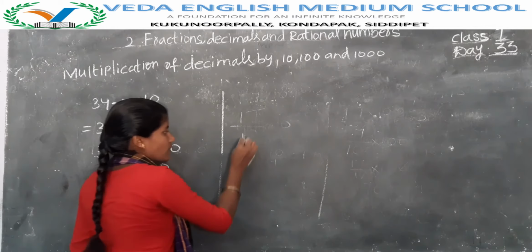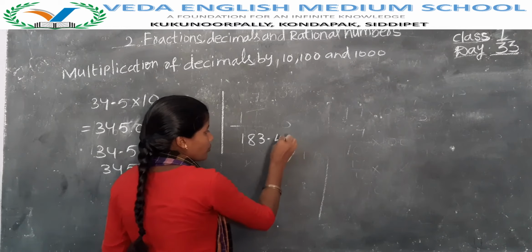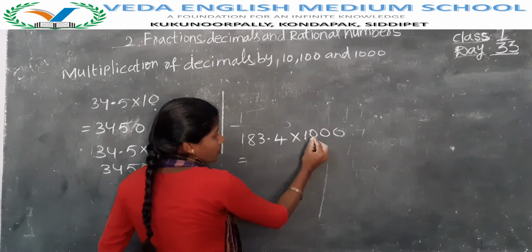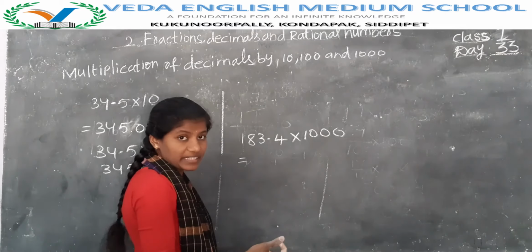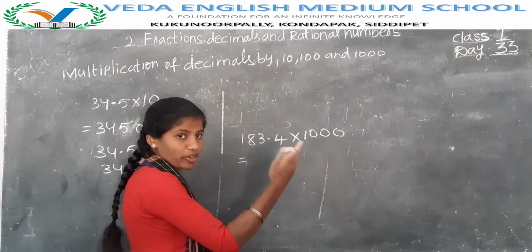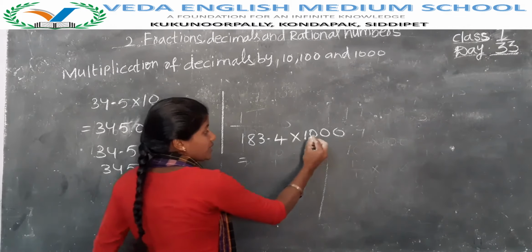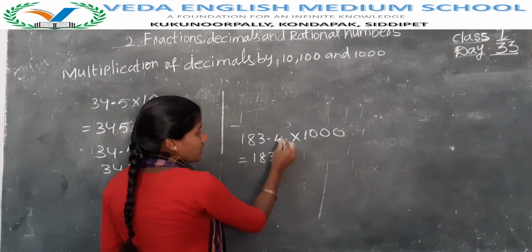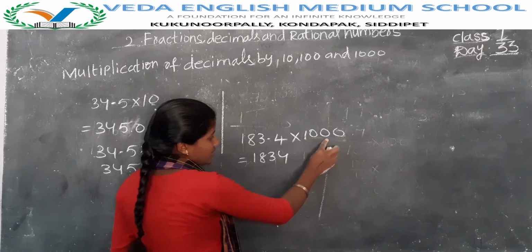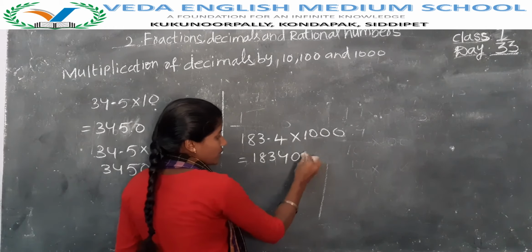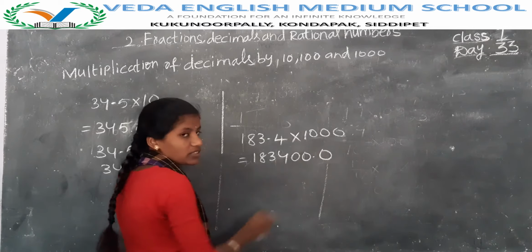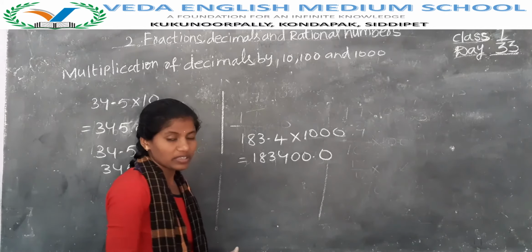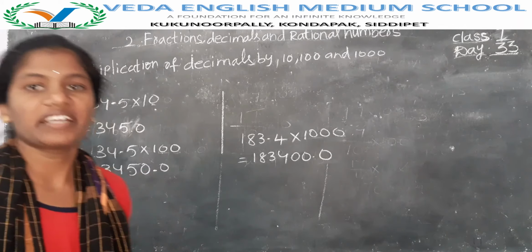Next. 183.4 into 1000. Now the point moves to the right side after 3 digits. Point right side కి move అవాలి. ఎన్ని digits కి move అవాలి? 3 digits. Why? Because in 1000 we have 3 zeros. So 183.4. Now actually we need 3 digits here, but here we have only 1. So keep 2 zeros. Here you will get the point after 3 digits. పాయింట్ రైట్ సైడ్ కి మూవ్ అయింది. ఎన్ని డిజిట్స్ తర్వాత? 3 డిజిట్స్ తర్వాత, 1 2 3 కంప్లీటెడ్. Understand?